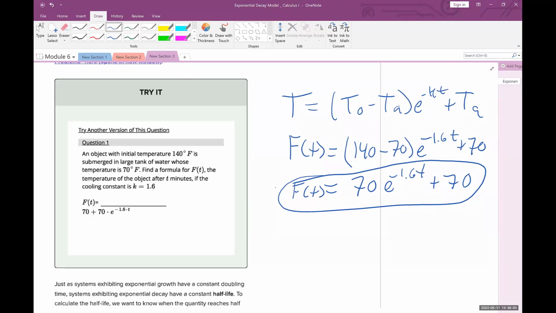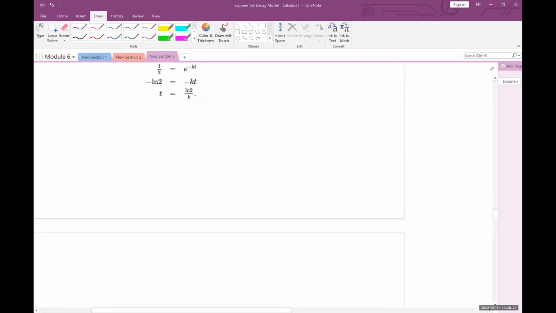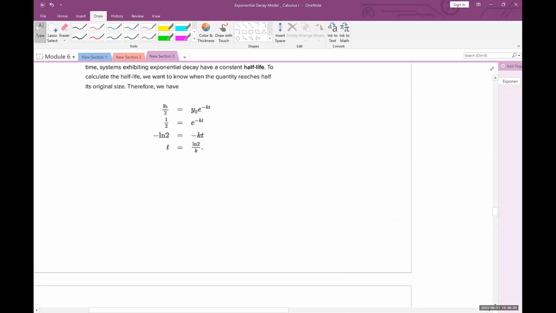Okay, so we talked about doubling time on exponential growth. Now we're going to talk about decay. Anyone know a similar concept to doubling time on the decay side? No? Half-life. So our formula for half-life is very much the same as it was for doubling time, but now we're assuming K is going to be a negative amount. So it's natural log of 2 over K.